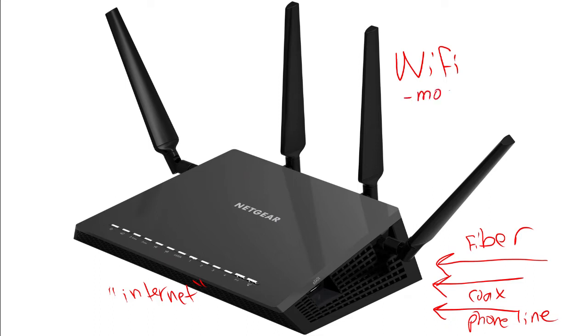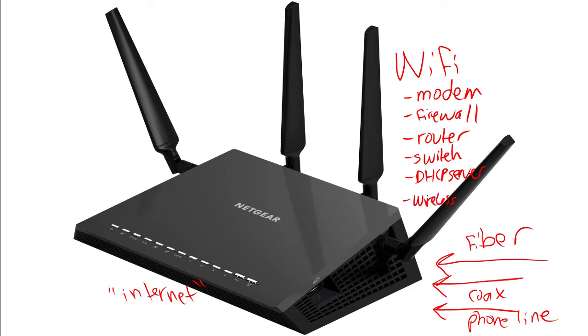It's a modem, a firewall, a router, a switch, a DHCP server, a wireless access point. Now, in an enterprise network, this would be 6 separate devices at least. And we're going to find out why.